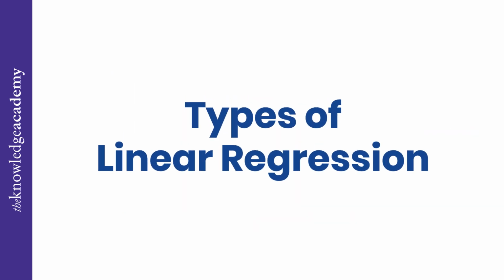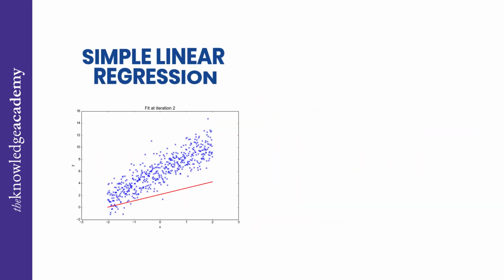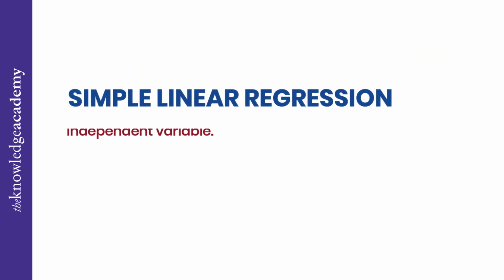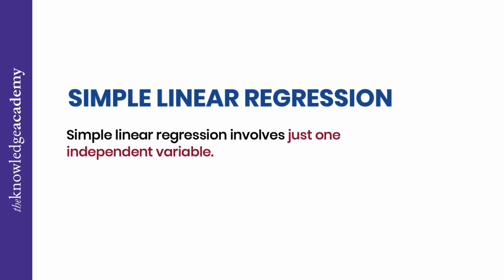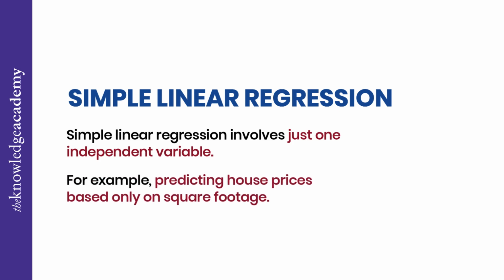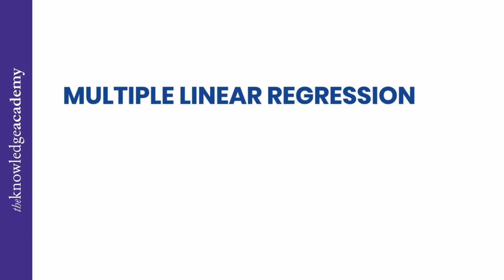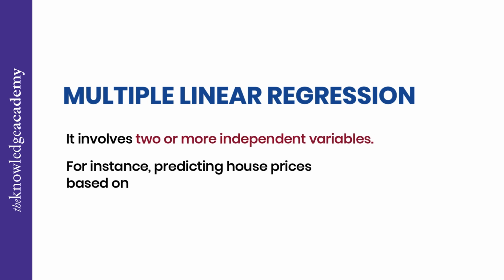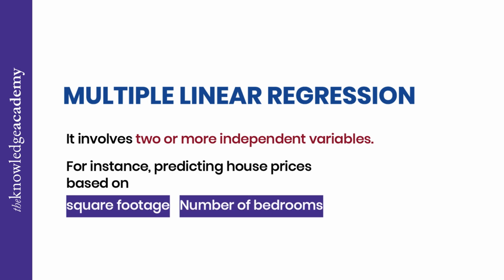Now, linear regression comes in two main types: simple linear regression and multiple linear regression. Simple linear regression involves just one independent variable, for example, predicting house prices based only on square footage. Whereas multiple linear regression involves two or more independent variables, for instance, predicting house prices based on square footage and number of bedrooms. Both types are widely used, depending on the complexity of the problem you're trying to solve.